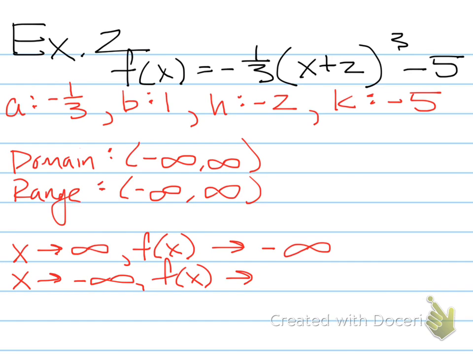And then these two should always be opposites for cubic functions. So if it approaches negative infinity as x approaches positive infinity, then as x approaches negative infinity, it's going to approach positive infinity. So these should always be opposites for cubic functions.